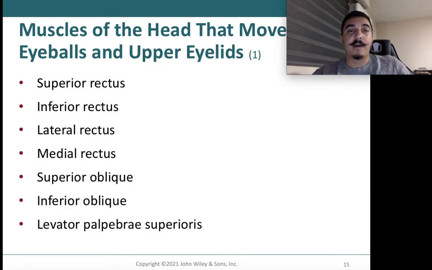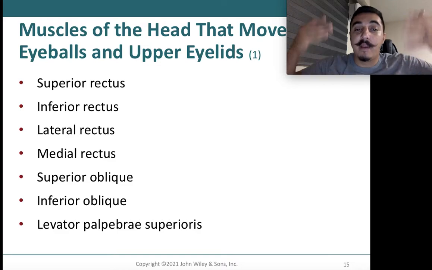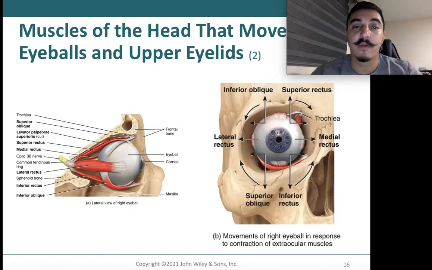Okay, so we got little muscles that are going to move the eyeballs and the upper eyelids. Okay, superior rectus, so superior, inferior, lateral, medial, superior oblique, it's at an angle, inferior oblique, levator palpebrae superioris. So, here we are. We've got our superior oblique on top, levator palpebrae superioris. So remember, levator is going to move it up. Superior rectus, right?